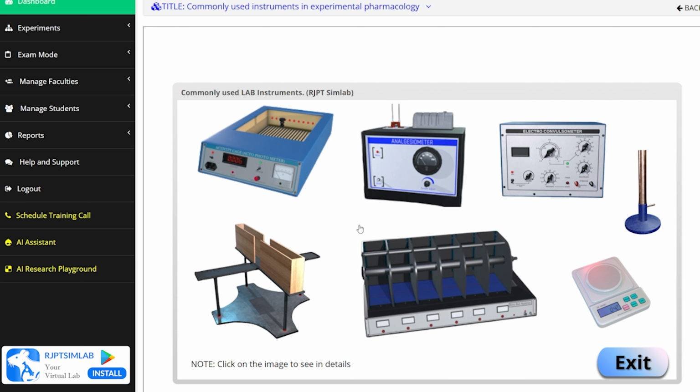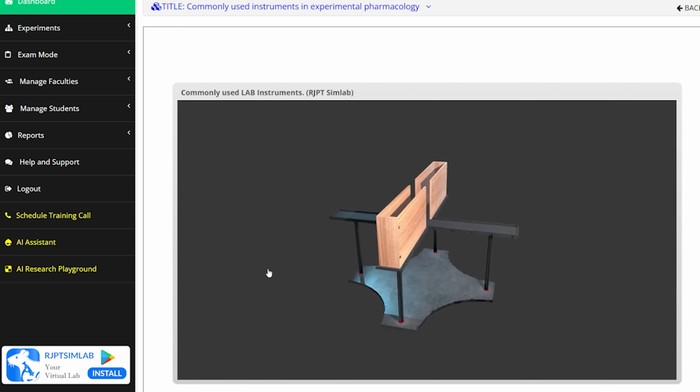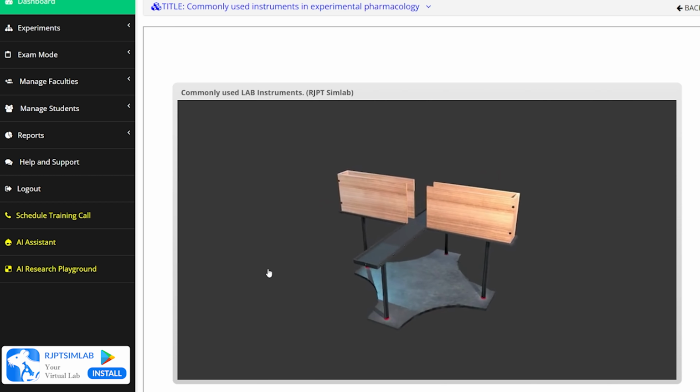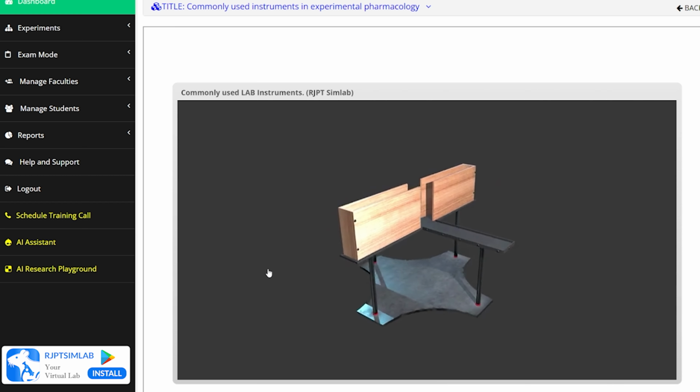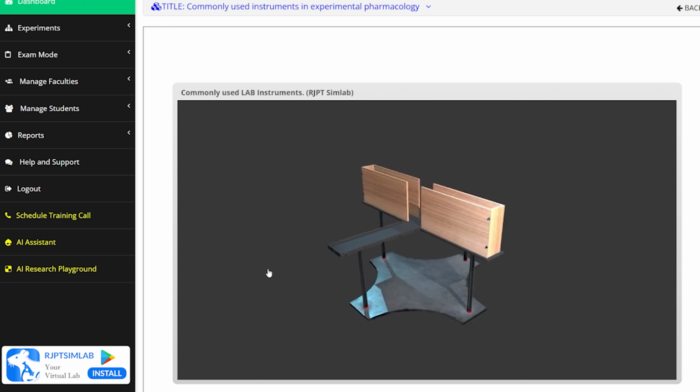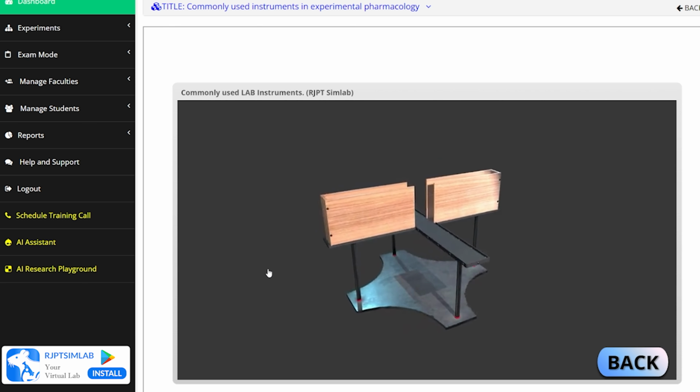Now let's move on to our fifth instrument, which is the plus maze instrument, also known as the elevated plus maze. The elevated plus maze, we can say, is a model of anxiety that usually uses rodents as a screening test for anxiolytic or anxiogenic compounds.